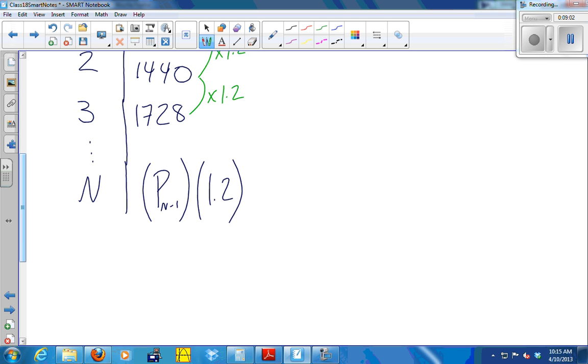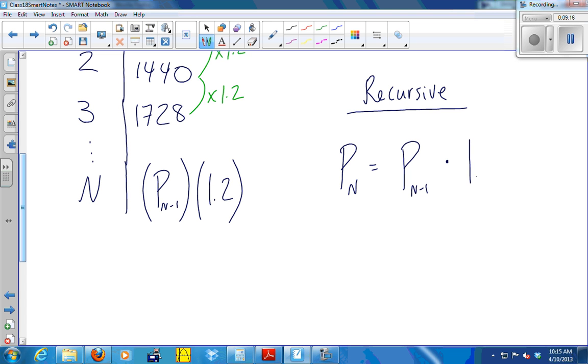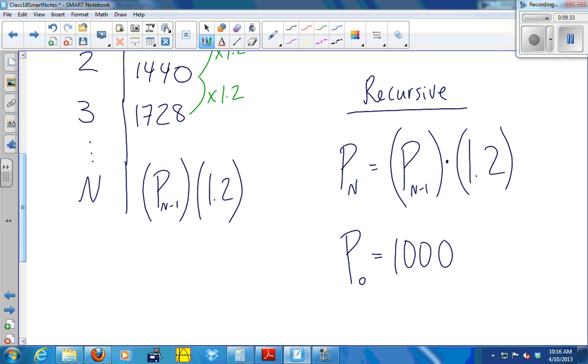So there's my recursive formula for the population in year n. I would say, well, take the previous year, multiply by 1.2. Population of the previous year, to increase that by 20%, multiply by 1.2. And when you're giving a recursive rule, you probably should give the initial population. So whoever is following your rule has something to start with.